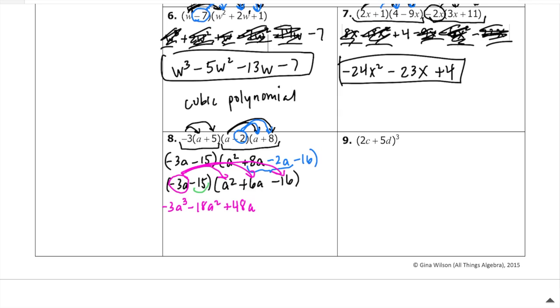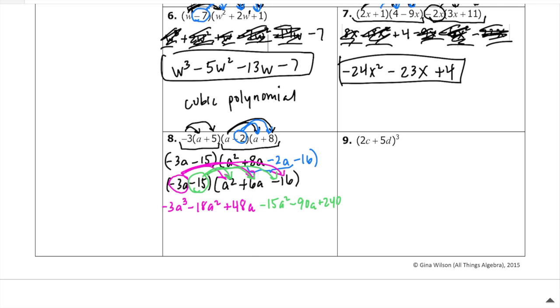Okay, now let's do negative 15. So I have negative 15, and I will be distributing him to everybody here. Yeah, I know these get a little messy. That's why I'm trying to color code, make it look a little bit easier, a little more clear and concise. So negative 15 times a squared will give me a negative 15a squared. Negative 15 times 6a will give me negative 90a. And negative 15 times negative 16 gives me 240. Yep.